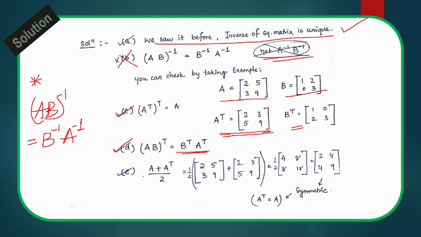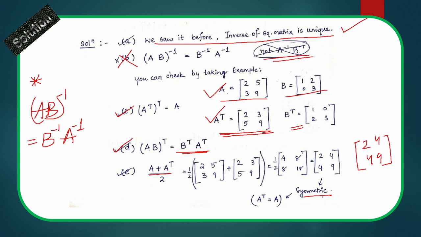And finally it is saying (A plus A transpose) divided by 2 is a symmetric matrix. So let's take A as this, as we have taken this matrix A and found A transpose equal to this. Let's see what is coming as (A plus A transpose) by 2. The matrix will come as [[2, 4],[4, 9]].